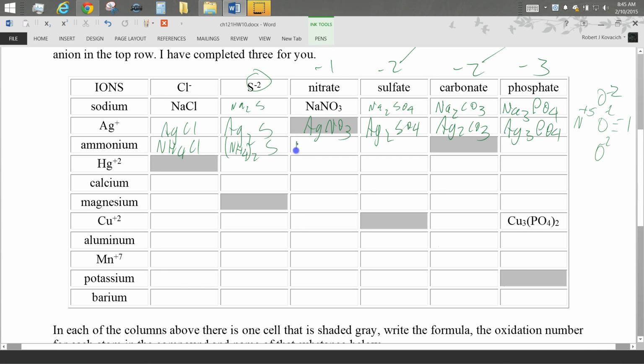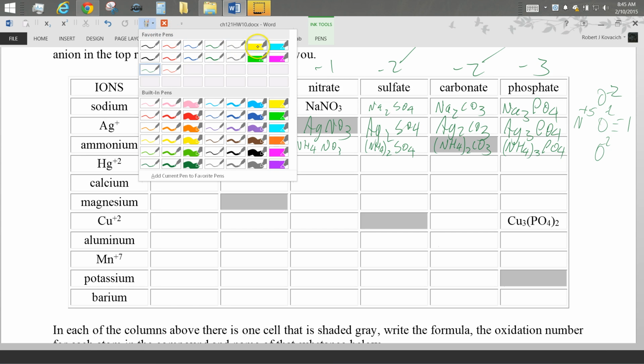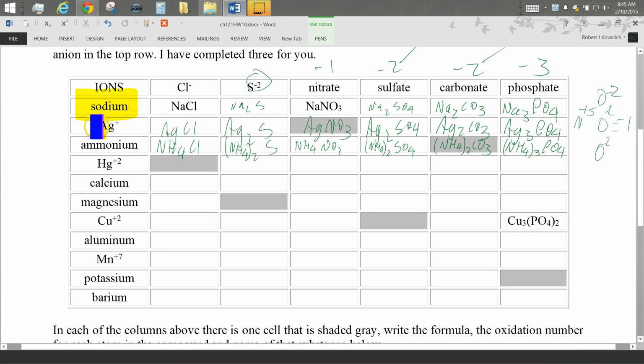So the NH4s will stay stuck together. So then the next one is NH4NO3. And then parentheses NH4 2 S, NH4 2CO3 and NH4 3PO4. All right, so this one, and this one, and this one.